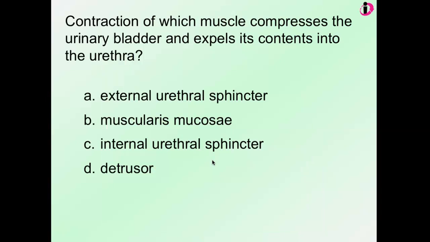All right, contraction of which muscle compresses the urinary bladder and expels its contents into the urethra? So pause to think about it. The answer is letter D, the detrusor muscle. So a lot of people, when they guess this in class, they'll guess one of the sphincters. But the sphincters, when they contract, they're going to keep the urine in the bladder. They're not going to push or expel the urine out. When you go to the bathroom, why is your bladder a smooth muscle? Because it pushes the urine out. So your bladder will contract and it squeezes the urine out while you're urinating.